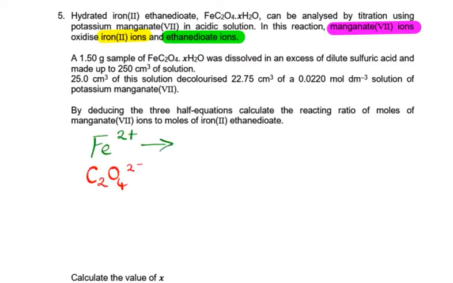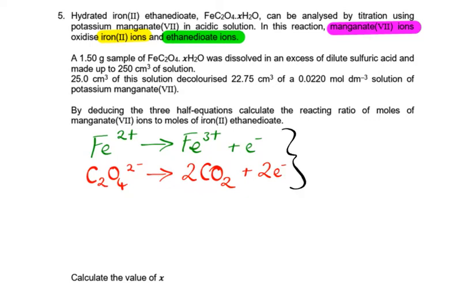The iron 2+ ions are oxidised to iron 3+, which gives us 1 electron lost, and the ethanedioate ions will release carbon dioxide when oxidised, and this gives us 2 electrons. Clearly a total of 3.